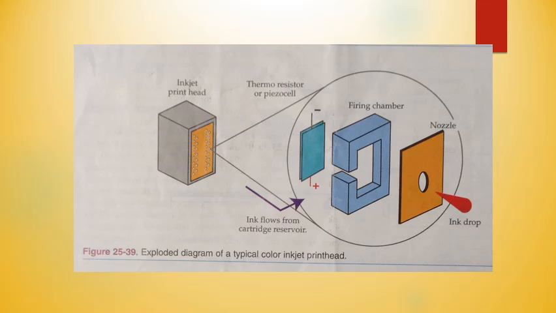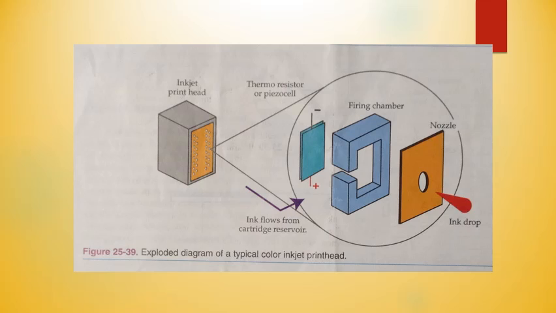The piezo cell is a crystal that deflects or bends when energized by an electrical pulse. The piezo cell is used in place of a thermal resistor. The piezo cell flexes every time an electrical pulse is sent. When the piezo cell crystal flexes, the ink droplet is fired through the nozzle. When the electrical pulse stops, the crystal returns to its original shape. This creates a vacuum in the firing chamber and draws in more ink.